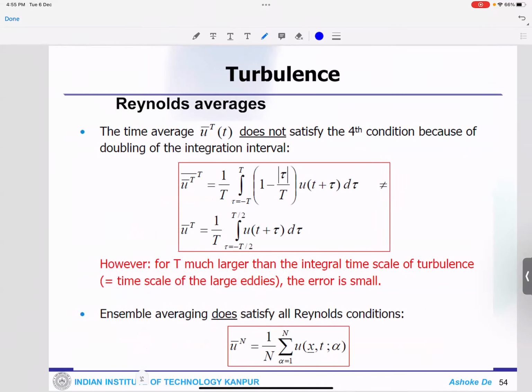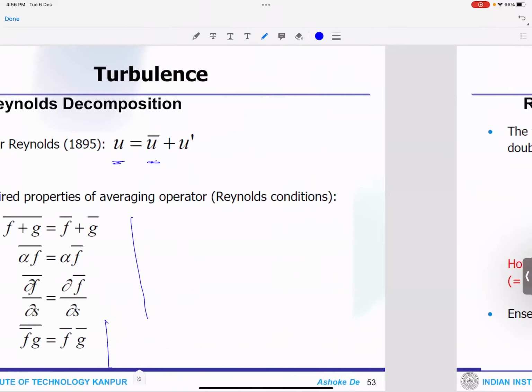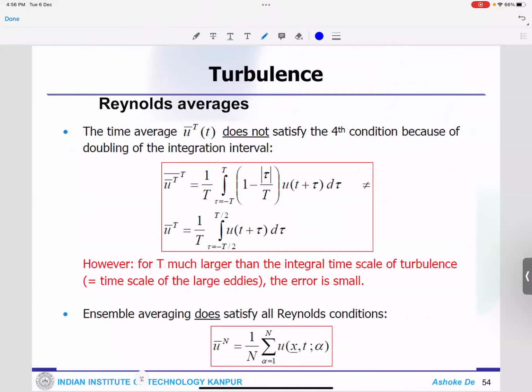But the time average doesn't satisfy the fourth condition, because of the double integration inside. But if the time of averaging T is much larger than the integral time scale of turbulence, which is the time scale of the large eddies, that means the time for the large eddies to dissipate out of the system, then the error is small. And ensemble averaging doesn't satisfy all the Reynolds conditions. So that's another important parameter.